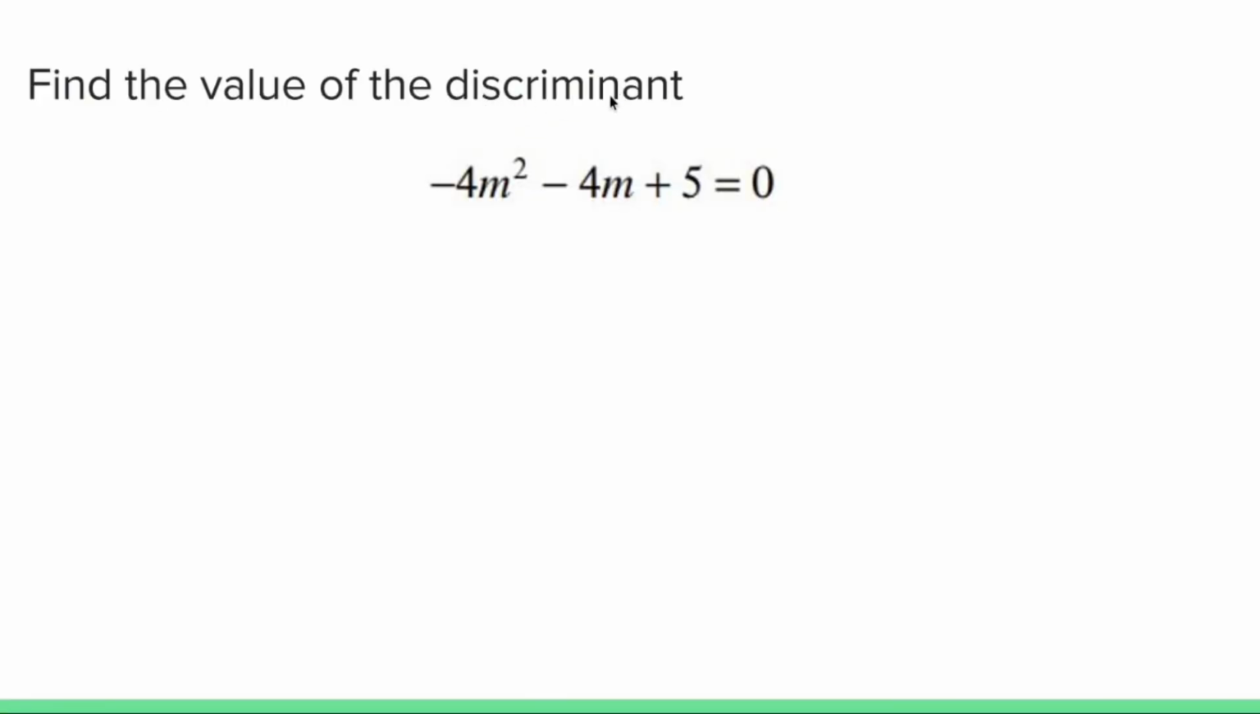Find the value of the discriminant. The discriminant is you labeling the number in front of m squared a, the number in front of m b, and the number floating around c. The discriminant is b squared minus 4ac. So if you're thinking, wait a minute, that's the quadratic formula. That's the part underneath the square root. You're absolutely right.